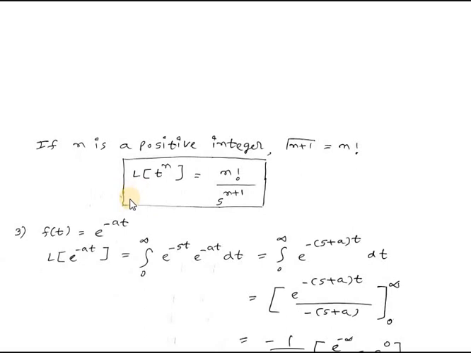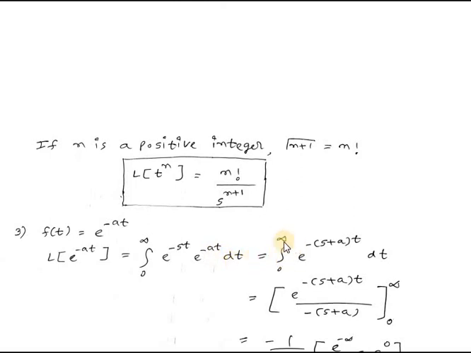Now let us discuss Laplace transform of the exponential function, that is e raised to minus at. So Laplace transform of e raised to minus at is given by the integration from 0 to infinity of e raised to minus st into e raised to minus at dt.